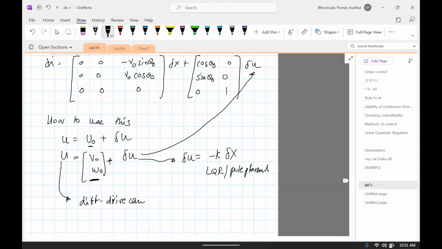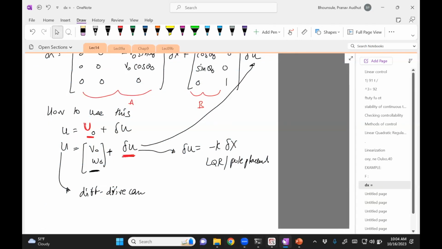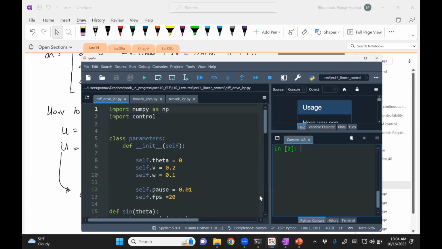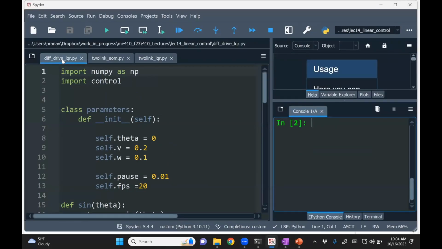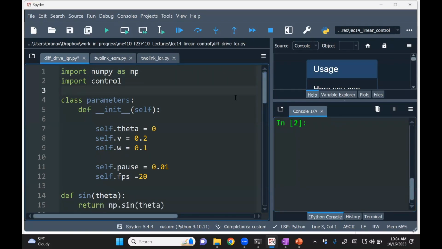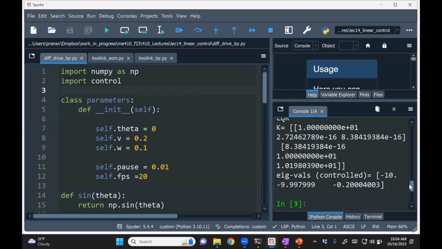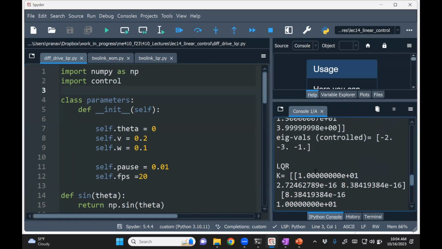So don't assume that this is the total control. It's just a part of the control, and it needs to be added to the local control. Okay, get the LQR controller for a differential drive car. I'll provide you with this file, diff drive LQR. It's just a file which computes LQR gains. If I run this, it just prints out the LQR gains.